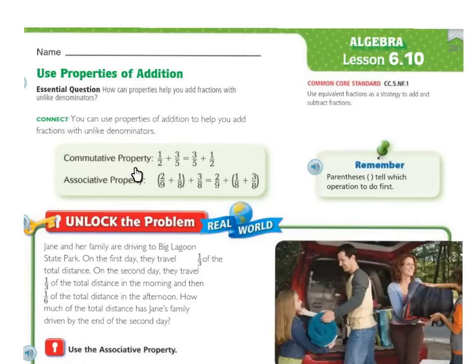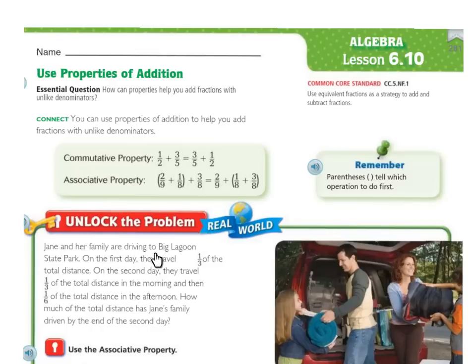So looking at the commutative property, 1/2 plus 3/5 equals 3/5 plus 1/2. Same as when we did it with regular numbers, same as when we did it with decimals. The associative property, this is where, remember, when you have your parentheses. So on this one we have 2/9 plus 1/8, and then it's plus 3/8, and all we do is move the parentheses over. So let's unlock the problem.